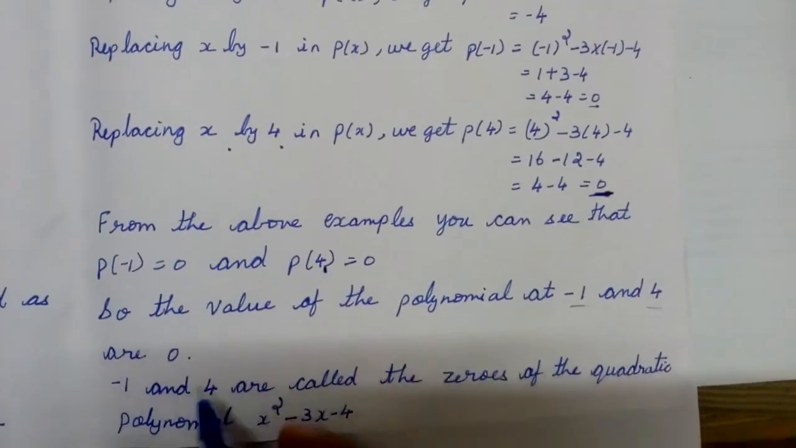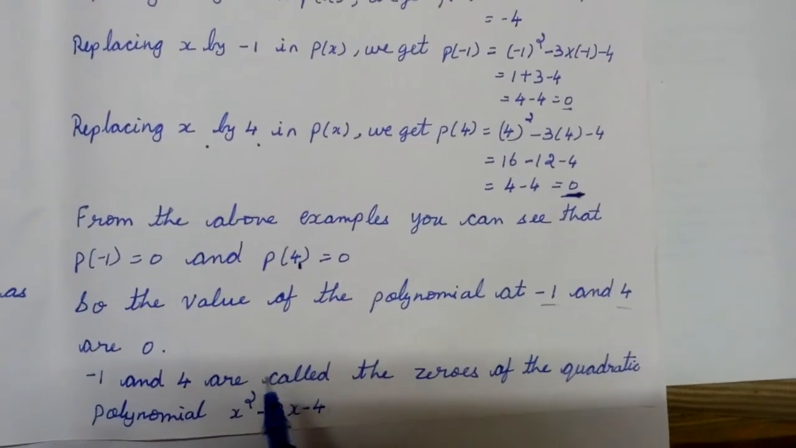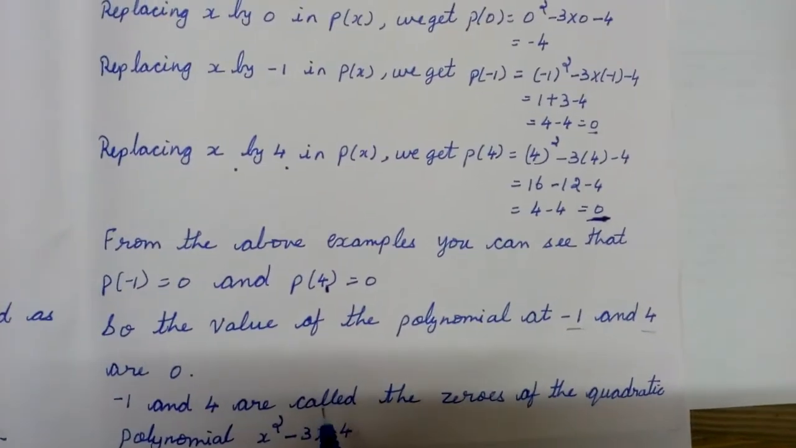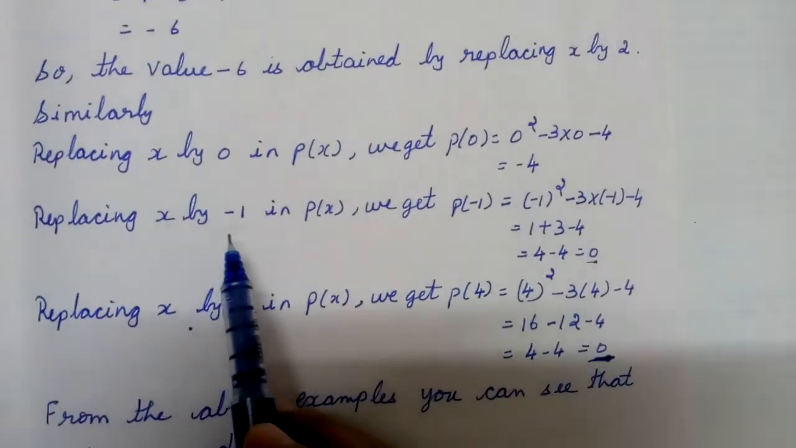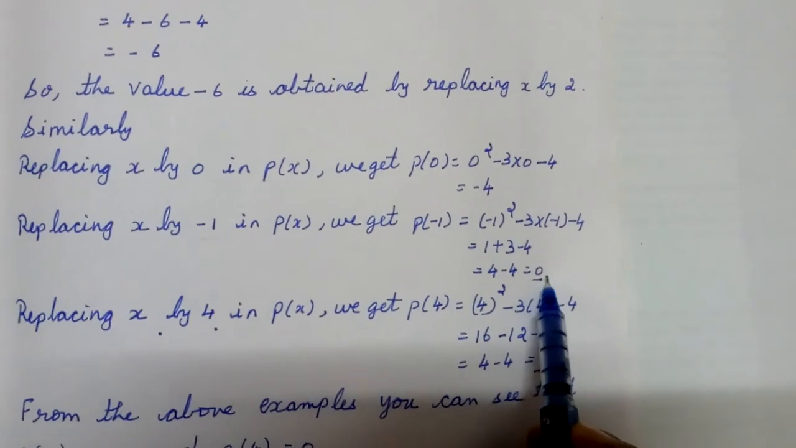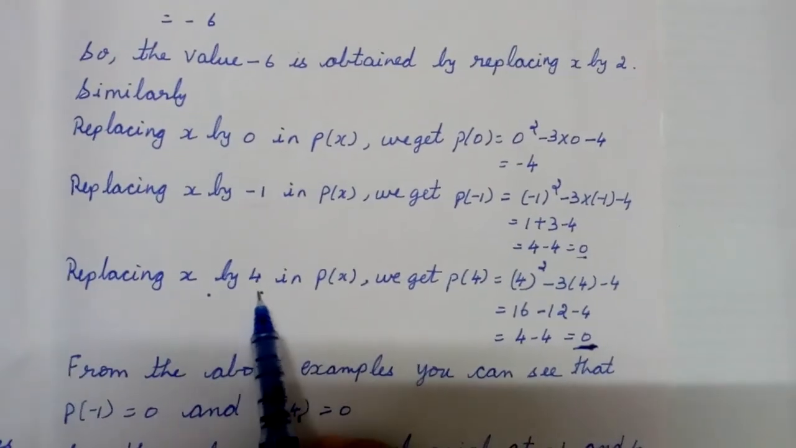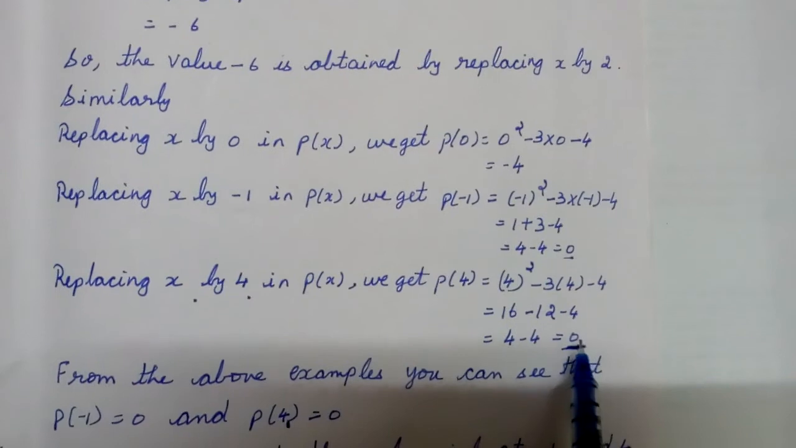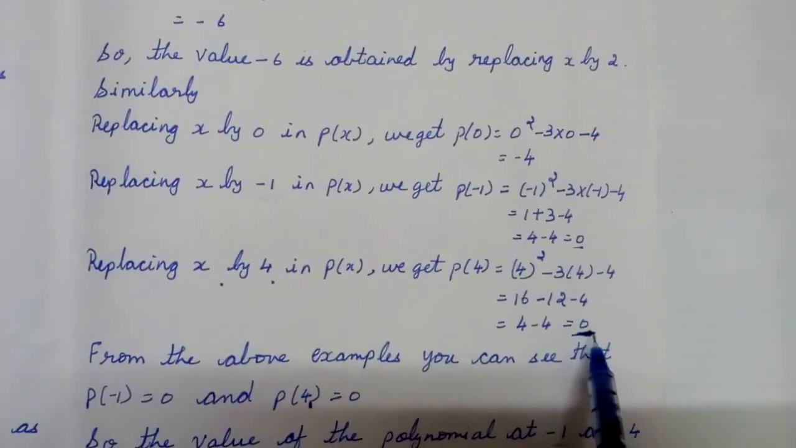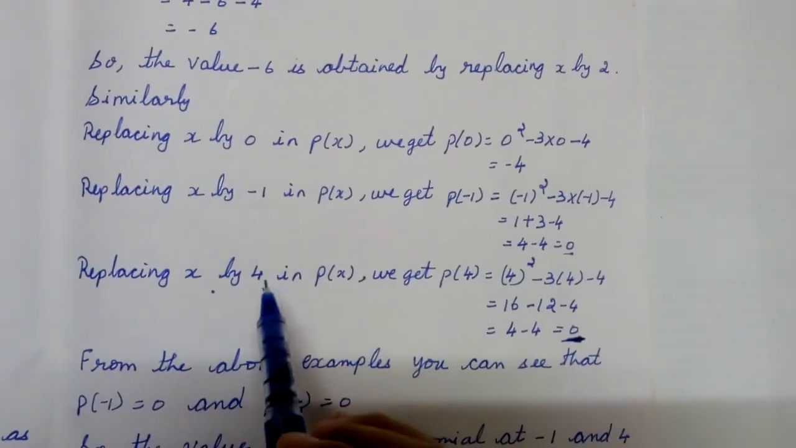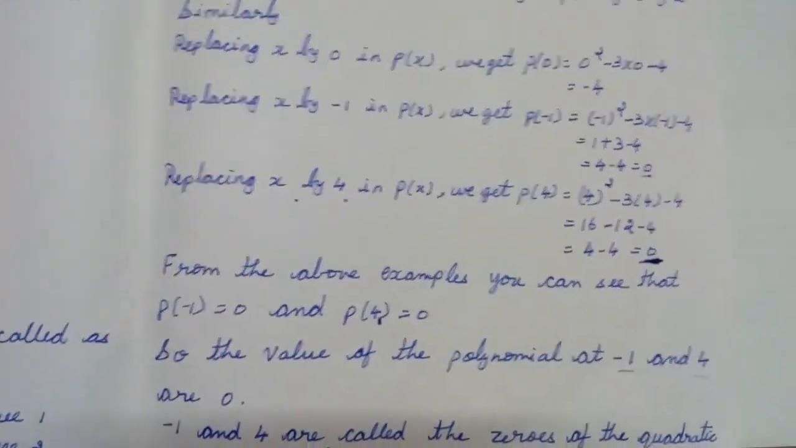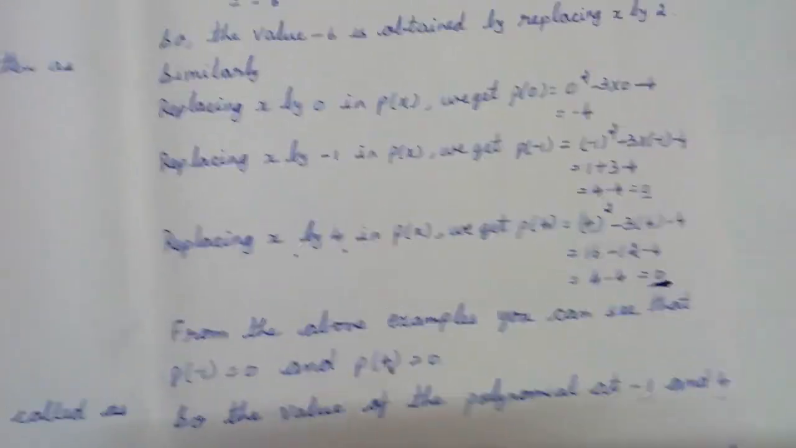So, this minus 1 and 4 are called the zeros of the quadratic polynomial. Why is it called a zero? When you replace x by minus 1, you get 0. The value of the polynomial is 0. When you replace x by 4, you get the value of the polynomial as 0. So, when the value of the polynomial becomes 0, the number with which you replaced x is called the zero of the polynomial. So, this polynomial has 2 zeros.